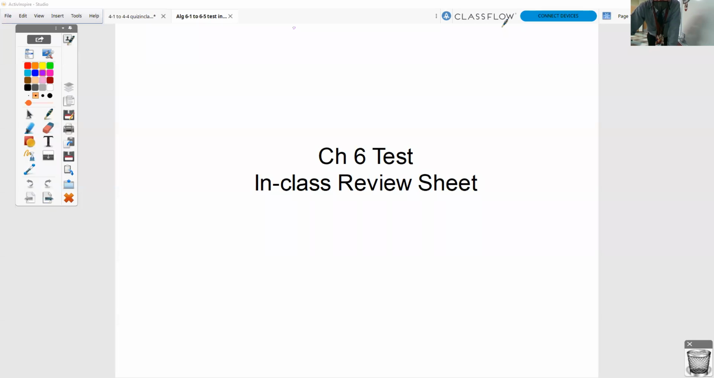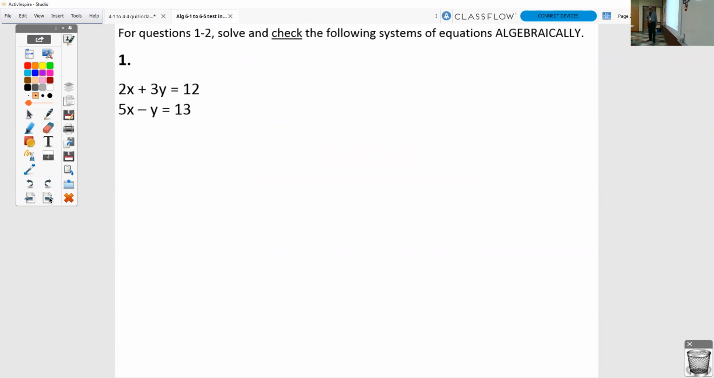This is the review for the Chapter 6 test. When you take a look at question number 1, you have multiple different ways that you could solve these. First of all, take a look at the directions.